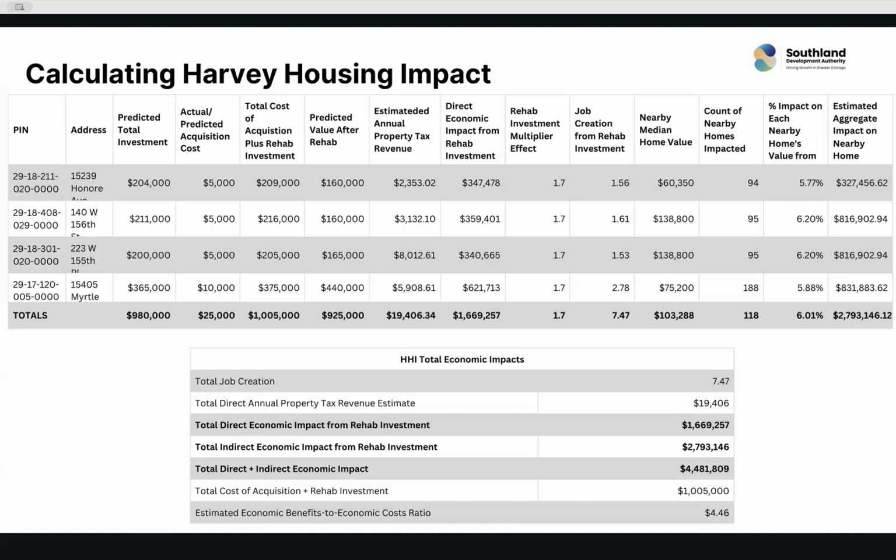Combining the direct construction impact with the hedonic property value gains produces a total economic impact of $4.4 million. When we compare that outcome to the original investment, every dollar committed to Harvey Housing is projected to return roughly $4.46.